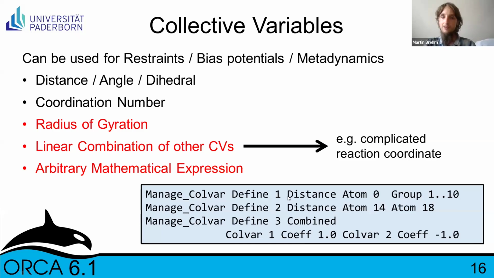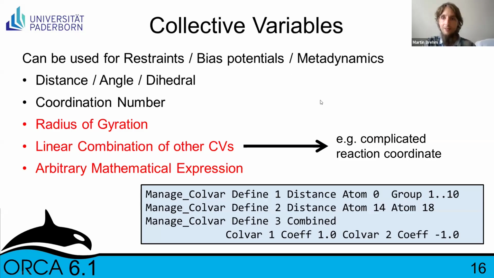In this example here, we define two CVs, which are just distances. The first CV is a distance between a single atom and the center of mass of a group of atoms, as defined here. The second CV is a distance between two individual atoms. And the third CV, which we define here, is a linear combination of the first and the second. And you can put here the coefficients for the linear combination. And in this case, they are simply +1 and -1. So in other words, the third CV is just the first CV minus the second CV. And you can combine as many as you want to get more complex CVs.